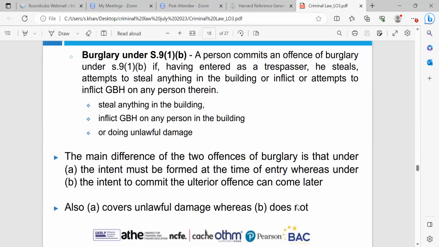Burglary under Section 9(1)(b). A person commits an offence of burglary under Section 9, subsection 1(b) if, having entered as a trespasser, he steals or attempts to steal anything in the building, or inflicts or attempts to inflict GBH on any person therein.